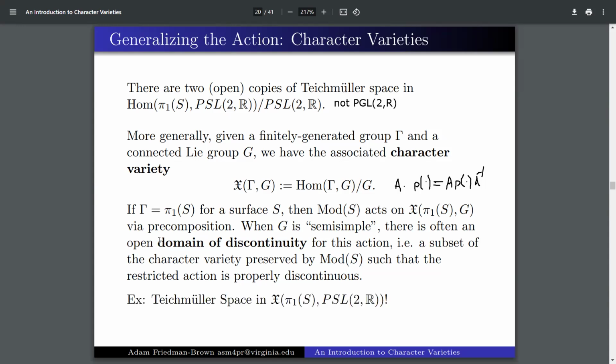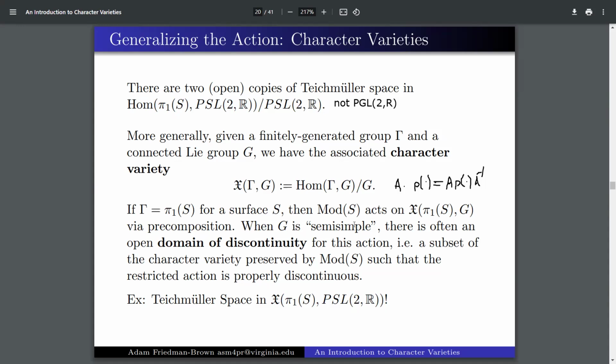Now, the example of this phenomenon is Teichmuller space in the character variety of pi1 of S and PSL2R. That is this right here. This is the character variety, exactly the same thing. And Teichmuller space is in, well, there's two copies of it, and both of them are open domains of discontinuity of the mapping class group action, as we've already talked about. And that's sort of how we have generalized our topic now. Now we're going to look about, okay, what subsets of these character varieties have a nice action on them from the mapping class group, a properly discontinuous action.